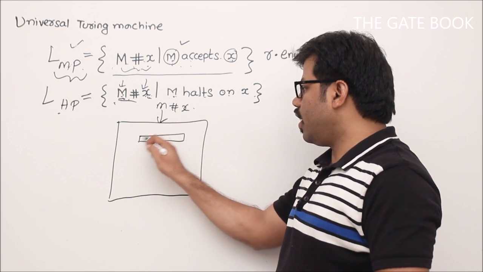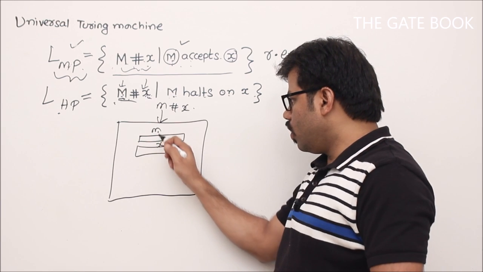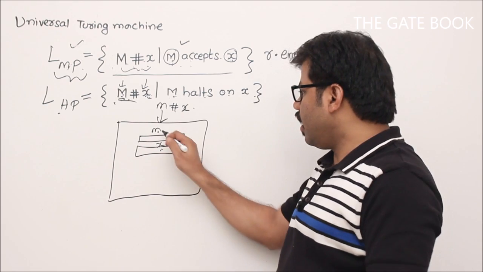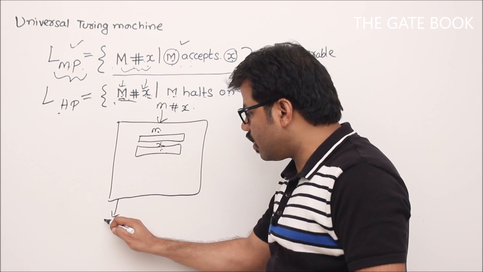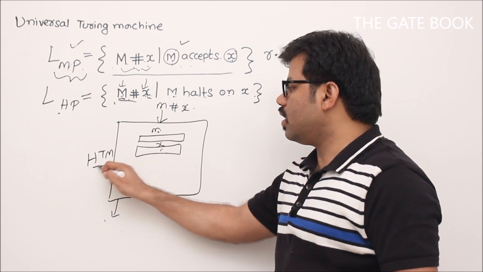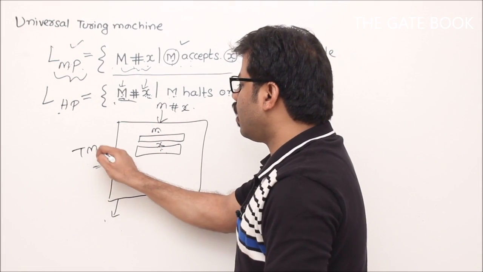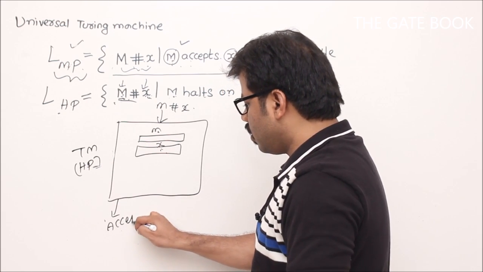How do I do it, you see. First of all, I simulate m on x. Like I ask, Mr. M, do you halt on x? Because if you simulate, you will understand that. If m says yes, I halt on x, then I will go to the final state. Let's say this is the Turing machine for the halting problem. So it will go to the accept state.